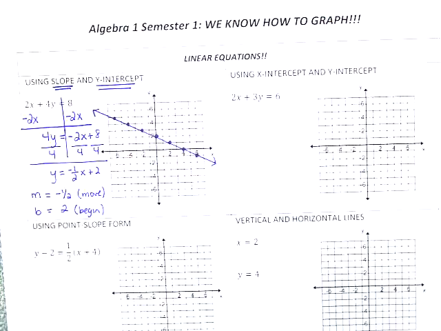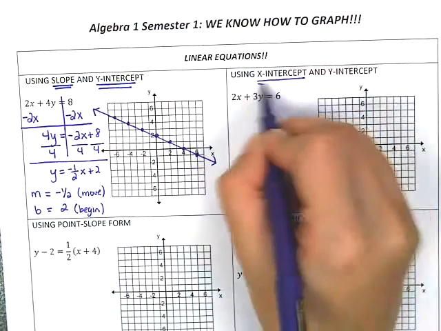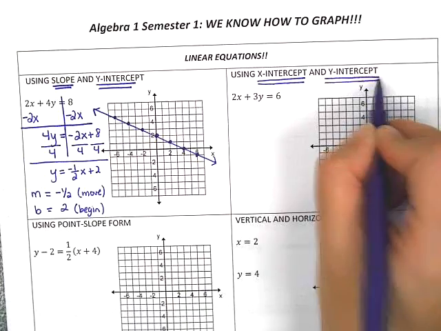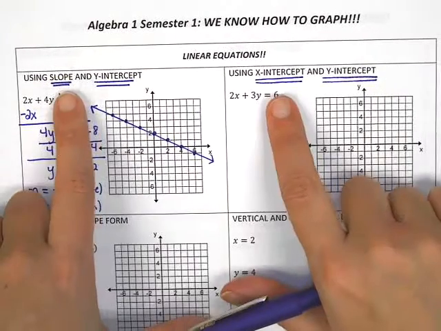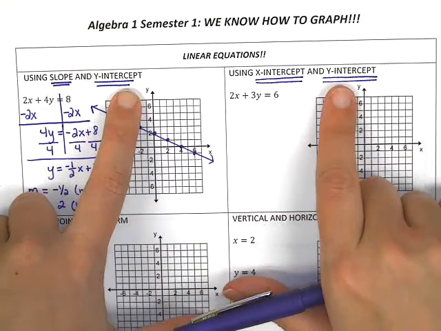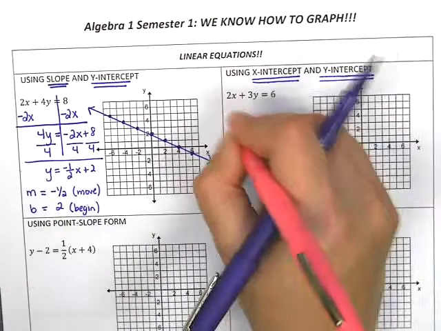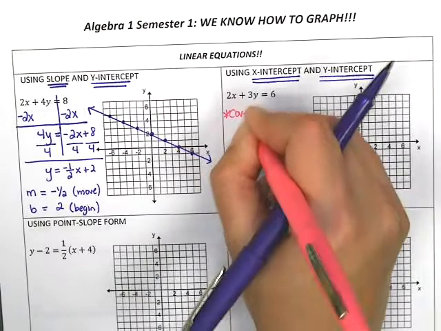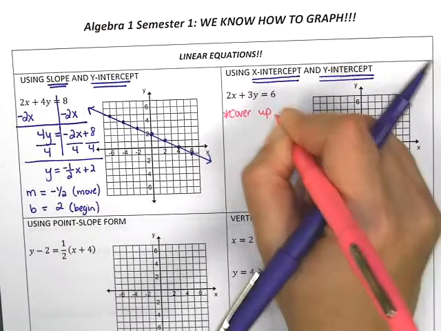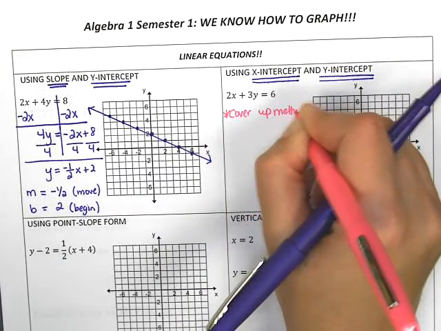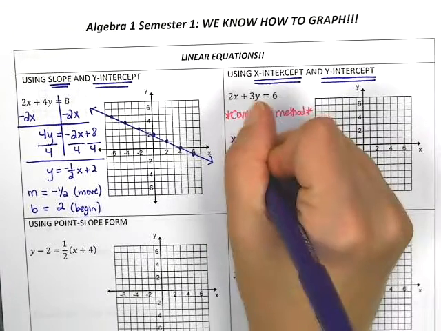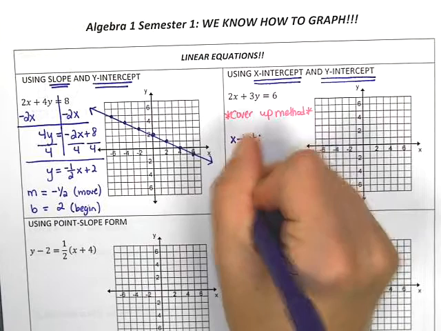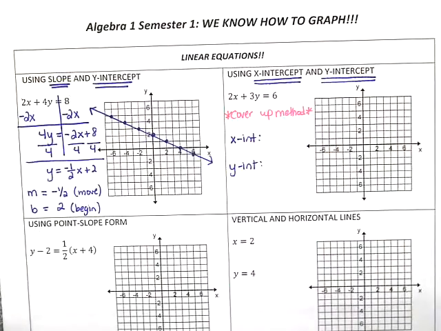Now, what if the problem said use the x-intercept and the y-intercept to make the graph? You'll notice that this is different than the slope and the y-intercept. So here we said we use the cover it up method. To figure out the x-intercept and the y-intercept, we just cover up the other variable.